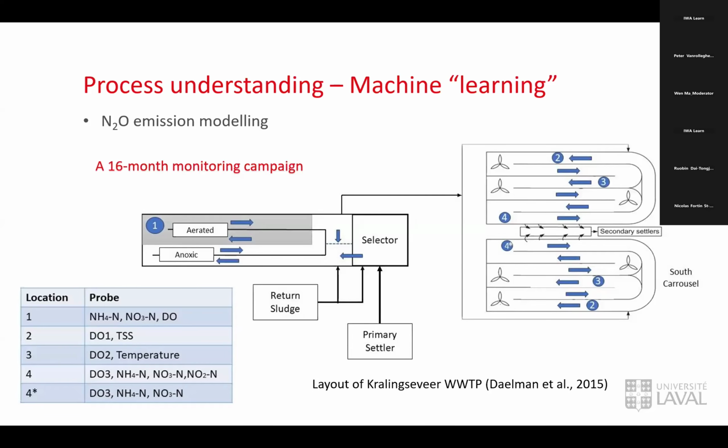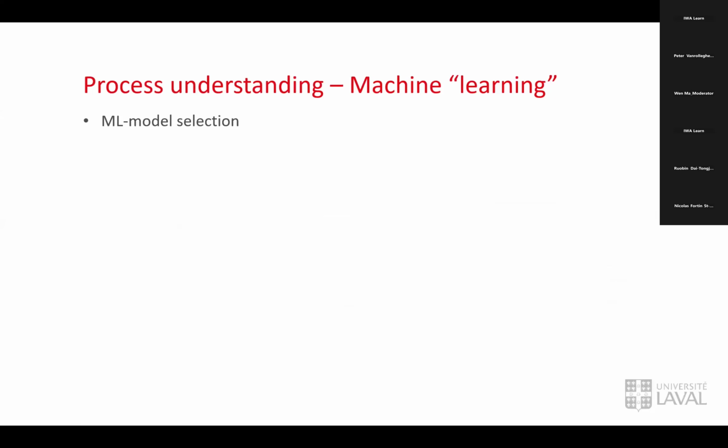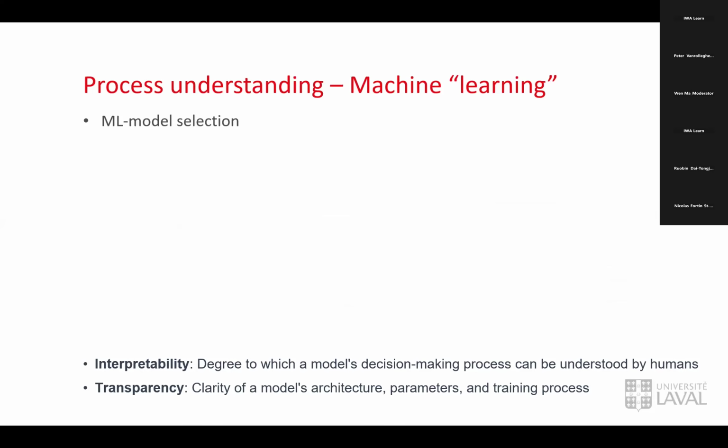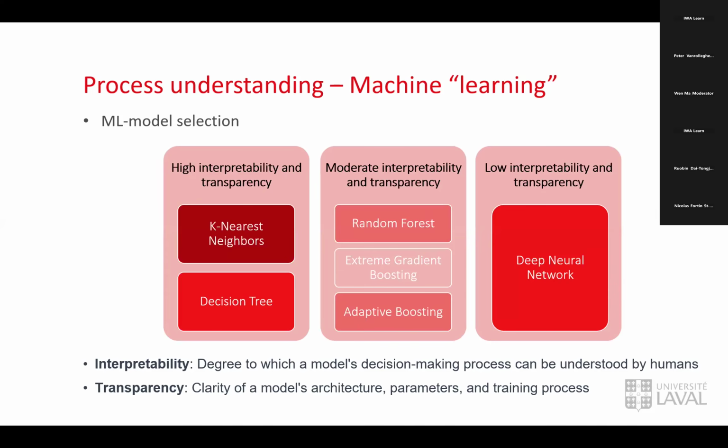The good thing about this plant is it's covered completely, so you can measure all of the N2O being produced. And that was for 16 months. Of the possible models, you have to select among these models. And what Mustafa looked at was to find models that could be interpreted, that would be transparent to the user. On the left is high interpretability and high transparency. On the right is black box modeling, where you don't know what's happening.